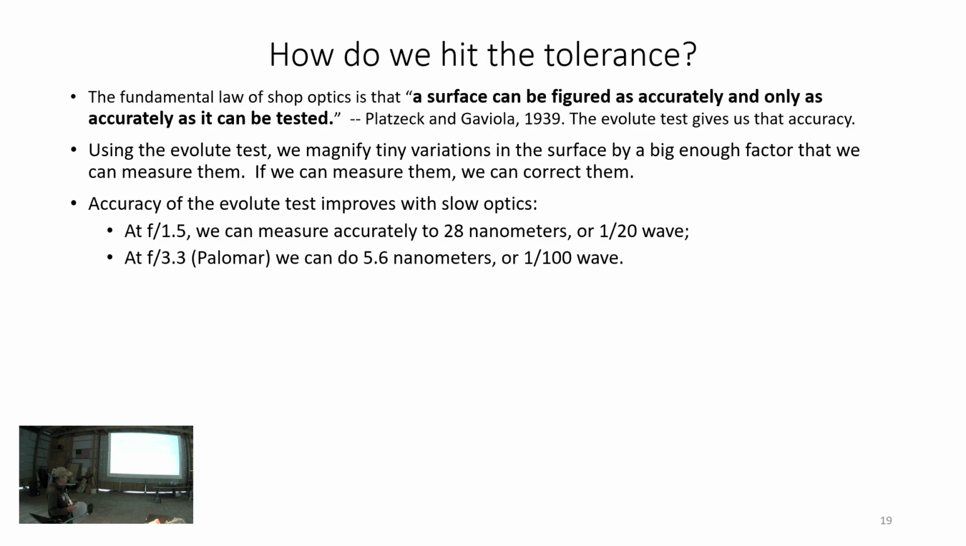Okay, so how do we hit the tolerance? Some of you may be familiar with the work of Riccardo Platzek and Ernesto Gaviola, who proposed something they called the caustic test in 1939. And their statement was that the fundamental law of shop optics is that the surface can be figured as accurately and only as accurately as it can be tested. That is to say, don't count on luck. It ain't going to happen.